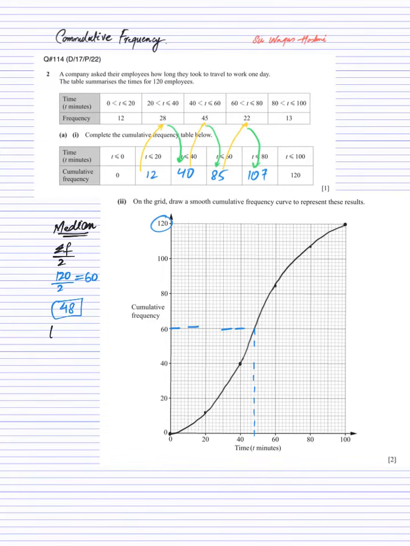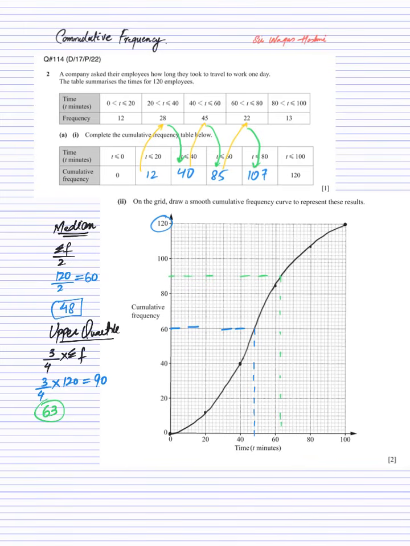After the median, we need to find the upper quartile from the curve. The upper quartile basically represents 75% of the data. So we apply the working formula 3 upon 4 times the total frequency. It will be 3 divided by 4 times 120, which is equal to 90. So at 90 we find the value from the graph. That value is approximately 63. So the upper quartile here is 63.